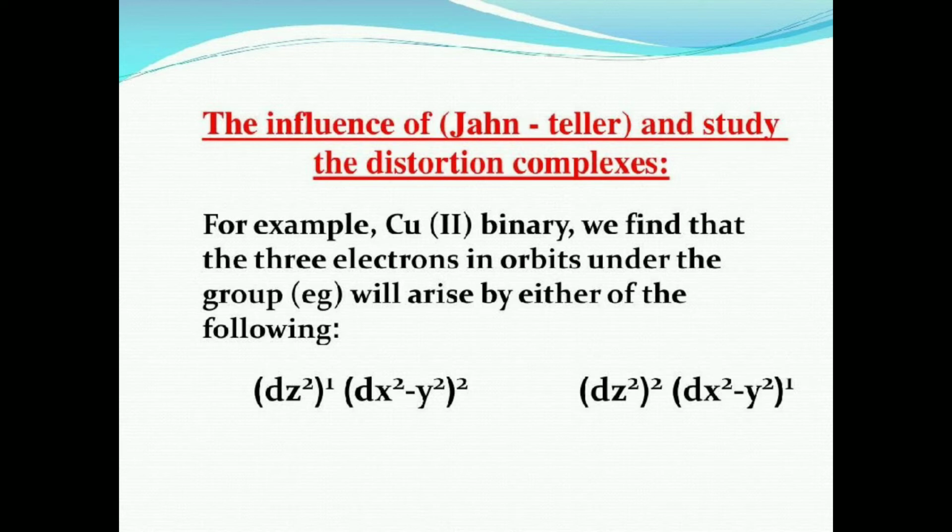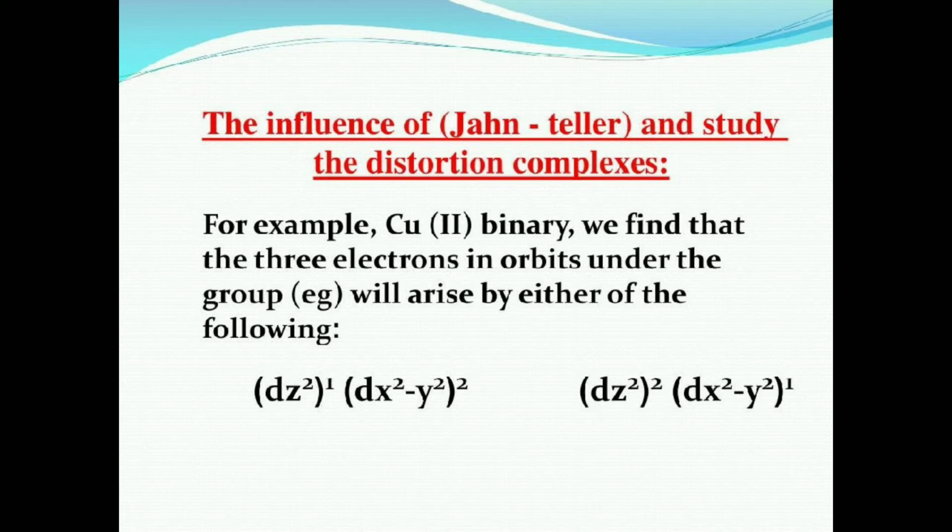We will see here an example of how the distortion takes place. The Jahn-Teller effect is one of the factors that helps us understand the stabilization of some complexes. Now, the Jahn-Teller effect is usually experienced by octahedral complexes with unsymmetrical electron distribution. So let us see the example, that is copper(II).